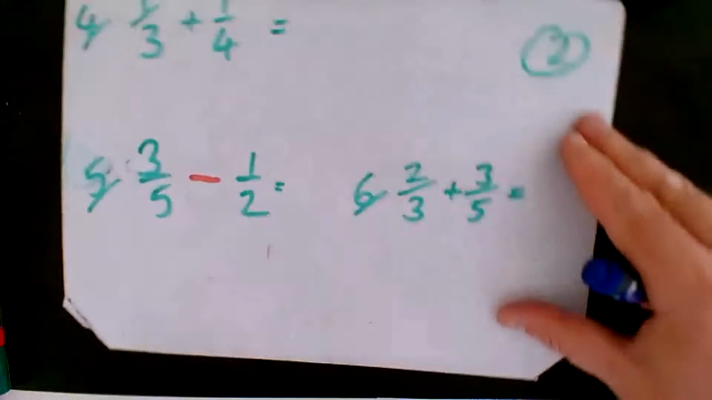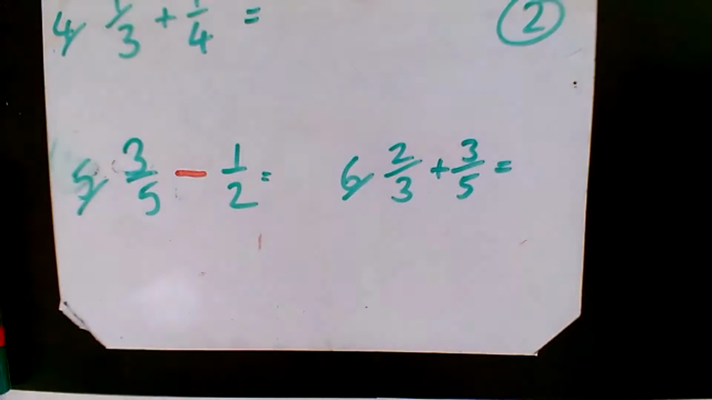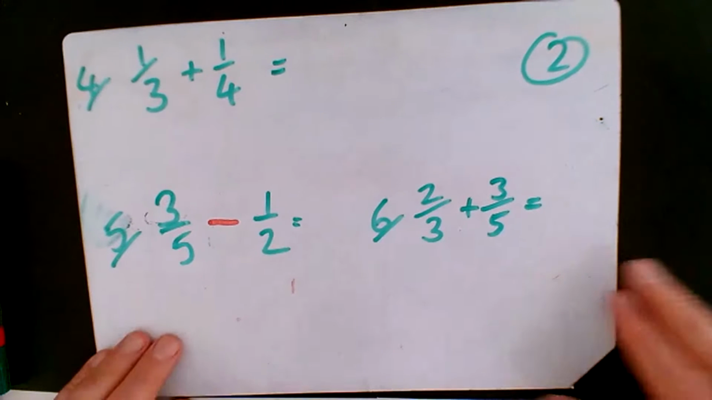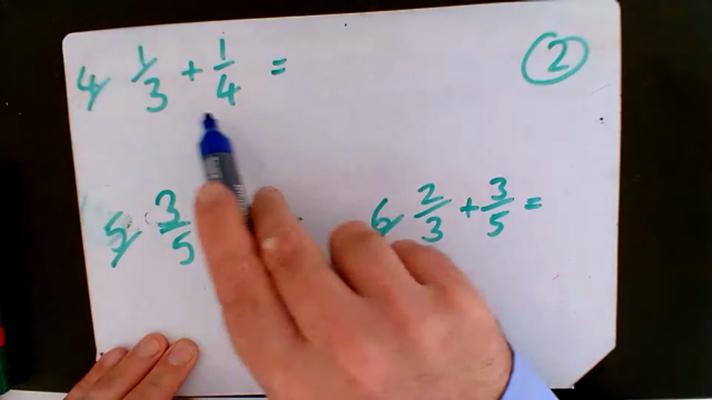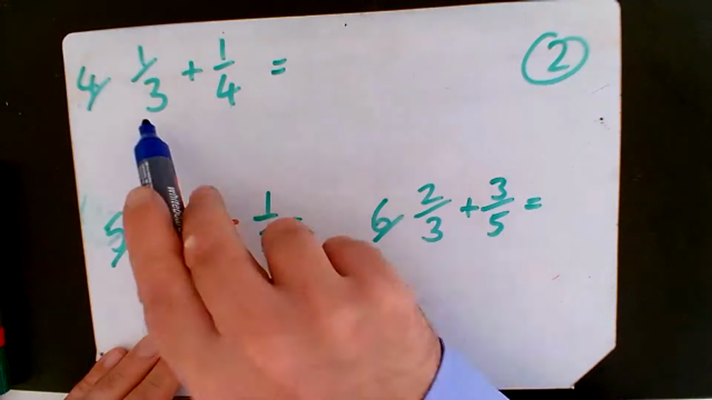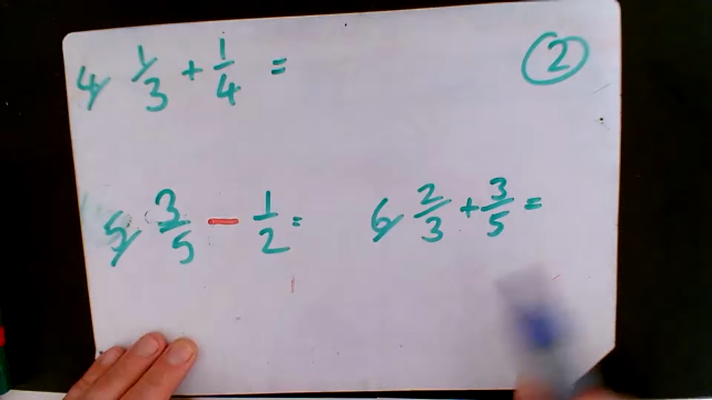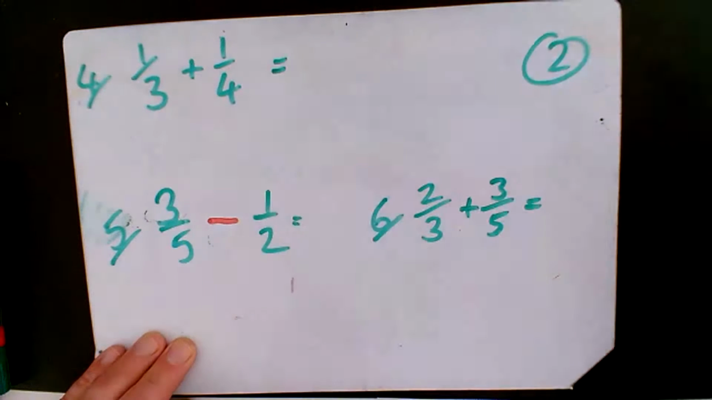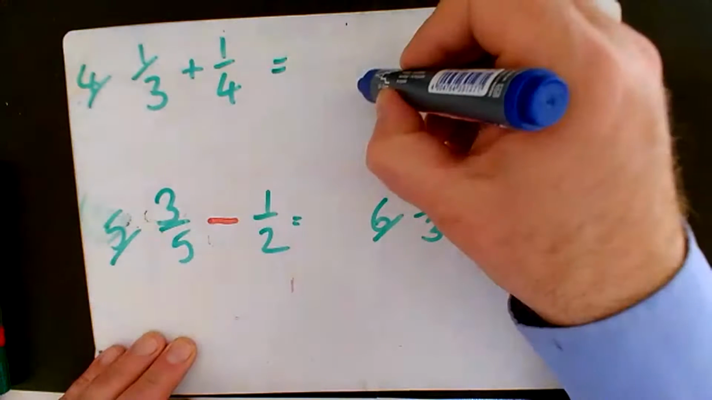Right, let's have a look at these. I will set up the first one for you, and then you do the other 2 as I've done them. Okay, so I can see a 1/3 and 1/4. 3 does not go into 4. So what am I going to put them in? Well, 3 times 4 is 12, so I'm going to put them into twelfths. That's a little trick there.